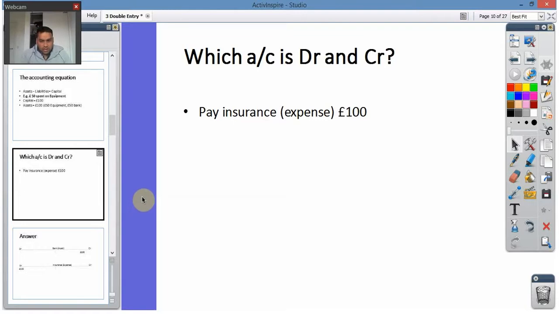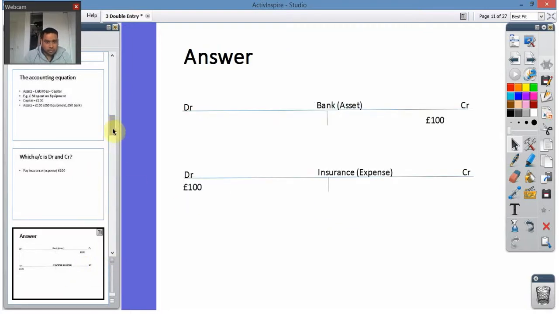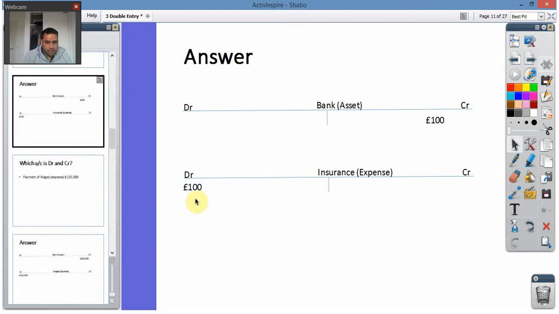Pay insurance expense £100. So here, what kind of entries do you think that you'll see in the T accounts? Well, expense is a debit, so we'll see debit expense £100. And if you pay an expense, you normally pay it out of the bank, unless it's on credit. Credit, remember, means you pay later. So here we're going to see a credit to the bank. So have a look at that. Yeah, that's what the answer is. So expense is debited and bank is credited.